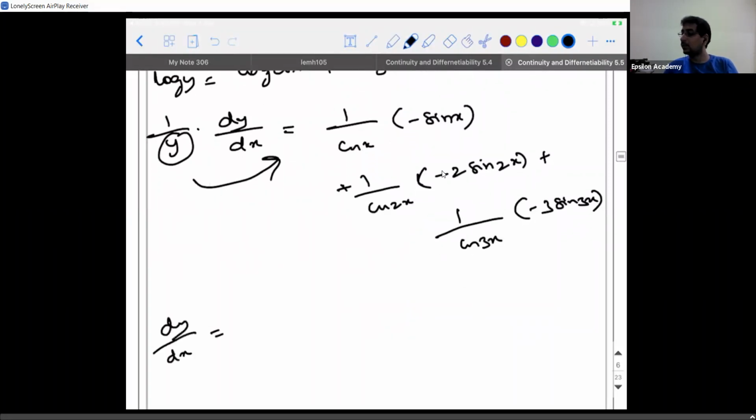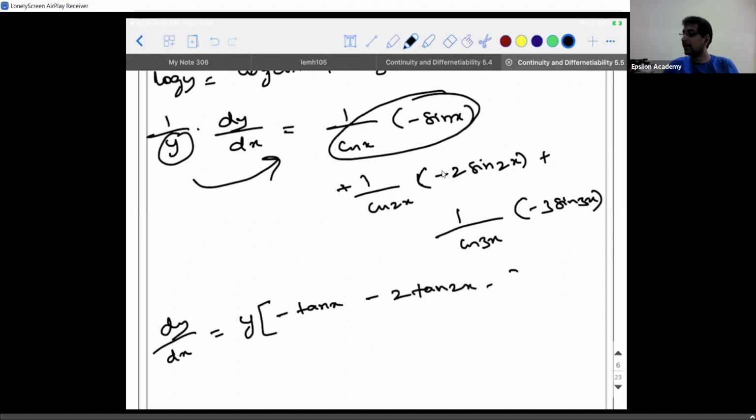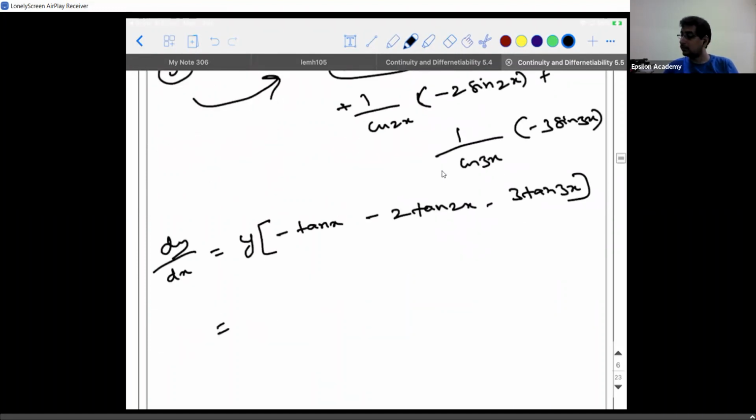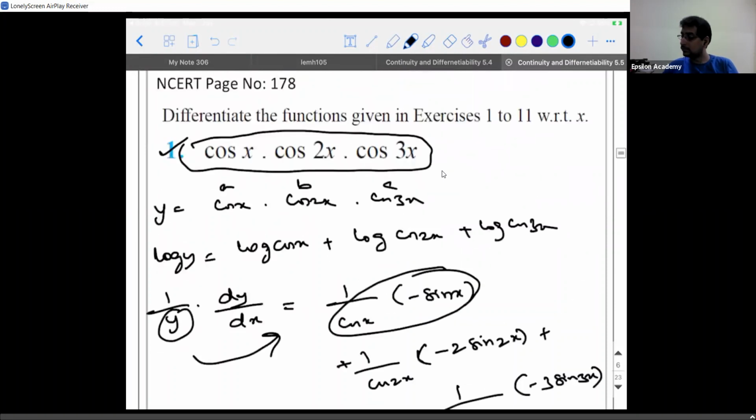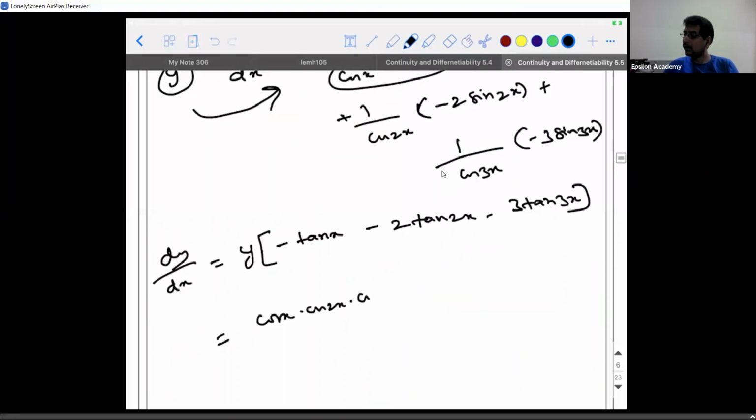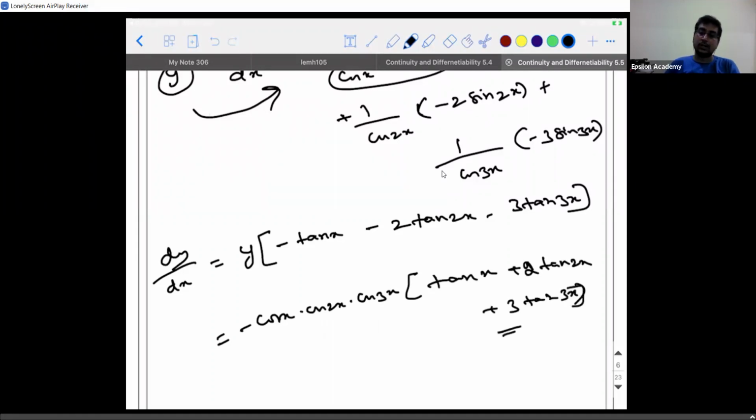dy by dx is equal to minus sin x by cos x, so first of all, y multiplied with minus tan x minus 2 tan 2x minus 3 tan 3x. So what is the value of y, guys? Into, if I take the minus outside, it will be tan x plus 2 tan 2x plus 3 tan 3x. Okay, so this is how you solve. Am I clear, guys?